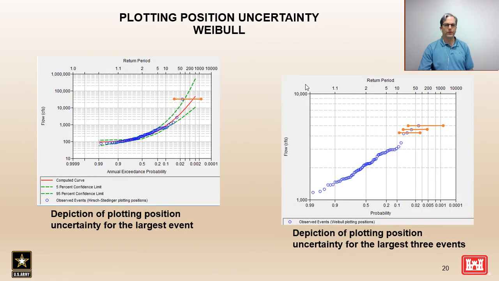So here is a visual depiction of the plotting position uncertainty. In the figure on the left, we can see the plotting position uncertainty depicted for the largest observed flood event, and we can see that it's quite large. In the figure on the right, we can see that uncertainty depicted for the top 3 flood events, showing that the uncertainty decreases as we move down through the ranking of events. These are 2 of the key takeaways when it comes to plotting position uncertainty. The first is that plotting position uncertainty is very large for the largest observed flood events. And second, this uncertainty decreases as we move down through the ranking of the events.